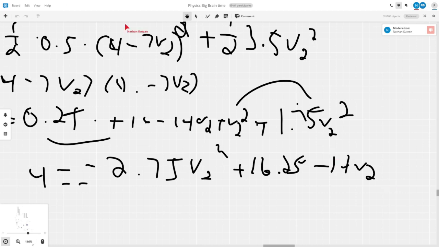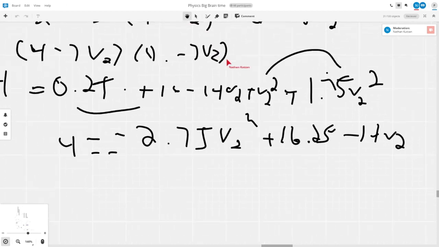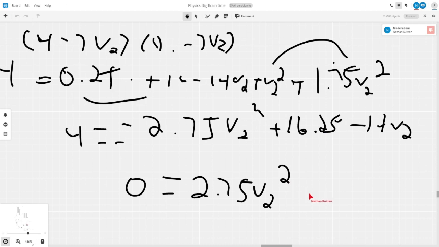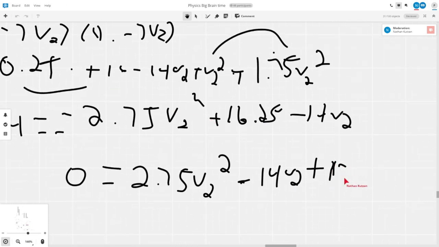But now you're left with this, and we can subtract 4 from both sides. So we end up with 0 is equal to 2.75 v2 squared minus 14 v2 plus 12.25. And then you can either use the quadratic equation or just plug it into your calculator to get v2, using the polynomial solver on your calculator.